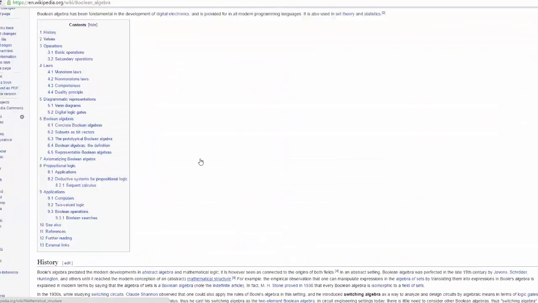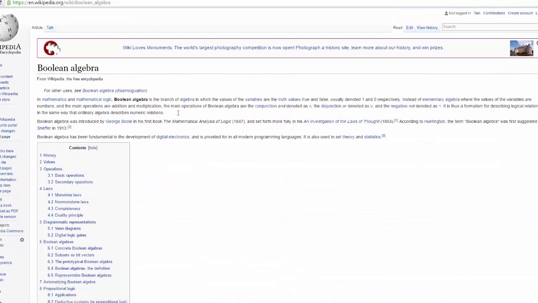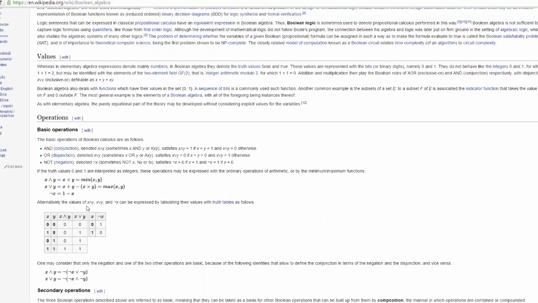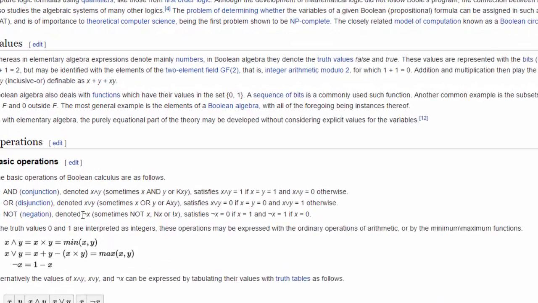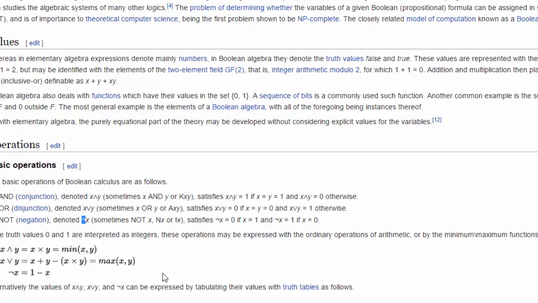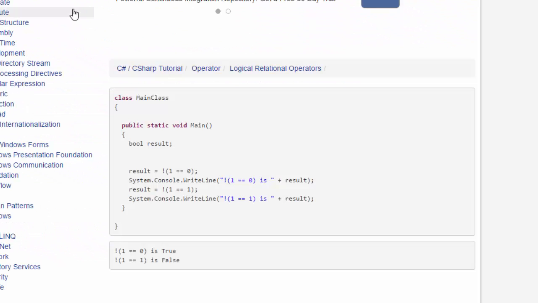Here I am at Wikipedia, and Wikipedia is going through Boolean algebra. And right here I have the NOT operation, and the operator, as you can see, is this little symbol there. Sometimes you might see it as not X, NX, or even an exclamation mark X. So they are different symbols, all mean not X, and our author uses that little hash right after the operand.